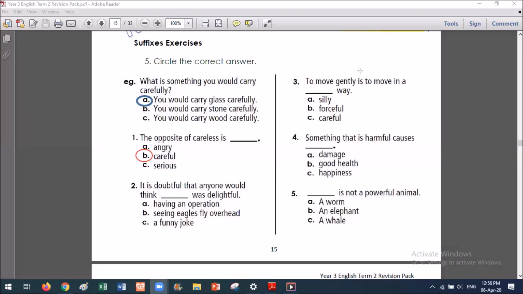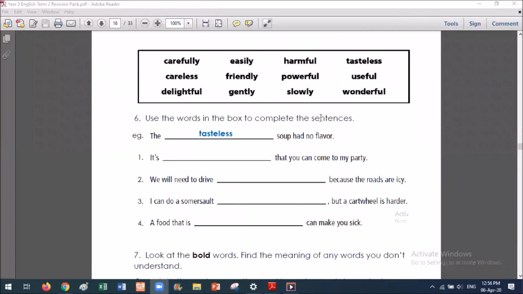Next, again, we have all of our vocabulary words here, and I want to show you how to do the next section. This time we are writing the words in. The tasteless soup had no flavor. Now let's look at number 1.